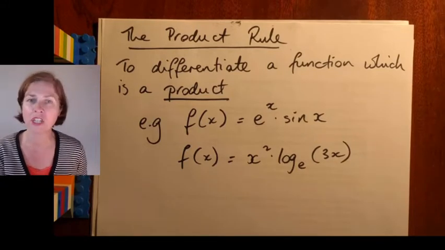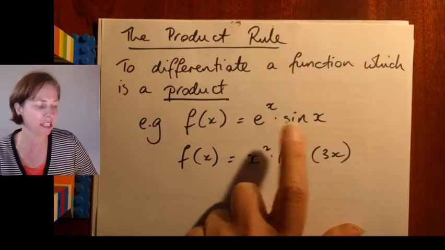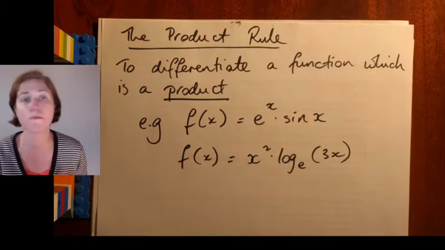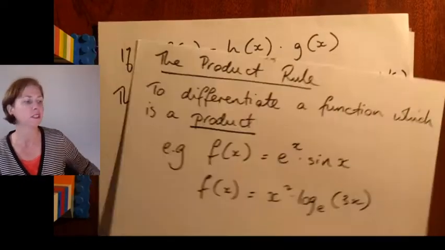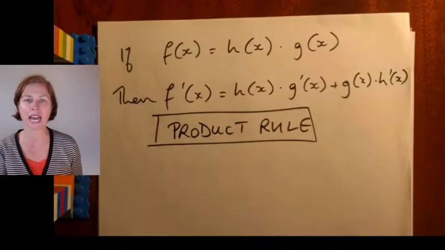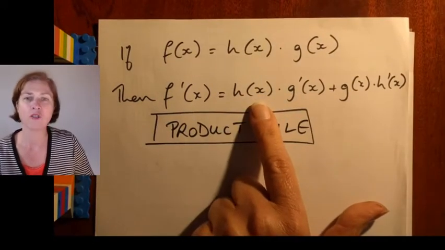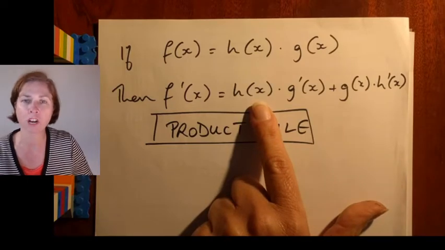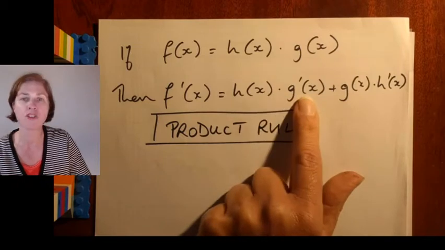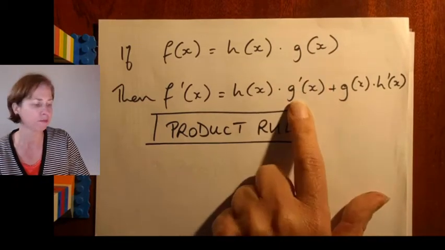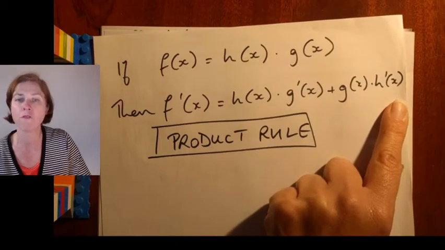So one of the things that you need to remember is we can't just differentiate e to the x and differentiate sine x and then just multiply them together. It simply doesn't work. So we have the product rule, which we looked at where it comes from in the previous video. What I have is the derivative of that product function is going to be the first function multiplied by the derivative of the second function plus the second function multiplied by the derivative of the first function.